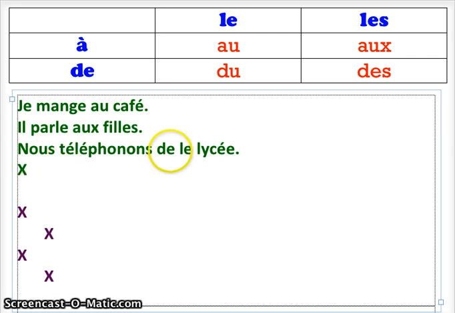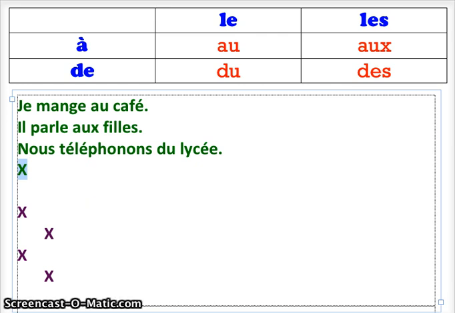Perfectly fine sentence. Everything spelled correctly. Every word is right. The only issue we have is this de le. That does not exist in the French language because when de is followed directly by le, they're going to form the contraction du. Nous téléphonons du lycée. We are calling from the high school. All right? Let's try a question now just to mix it up.